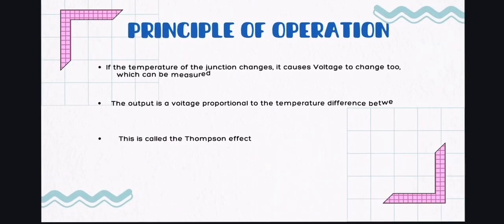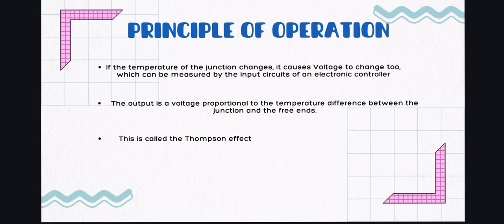Principle of operation. If the temperature of the junction changes, it causes the voltage to change too, which is measured by the input circuits of an electronic controller. The output is a voltage proportional to the temperature difference between the junction and the free ends. This is called the Thomson effect.